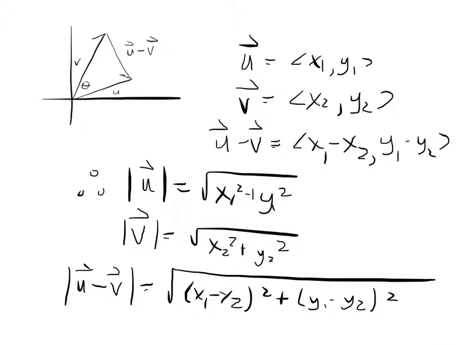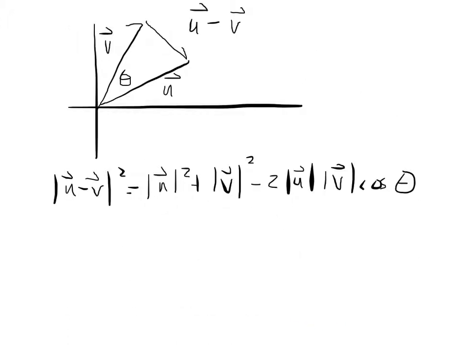Let's look at giving coordinate form to our vectors. We'll let u be the vector x1, y1. We'll let v be the vector x2, y2. And therefore my u minus v from our previous work is going to be x1 minus x2, y1 minus y2. The magnitude of u is going to be the square root of x1 squared plus y1 squared. Magnitude of v, similarly x2 squared plus y2 squared, and similarly our magnitude of u minus v is going to be the square root of x1 minus x2 squared plus y1 minus y2 squared.